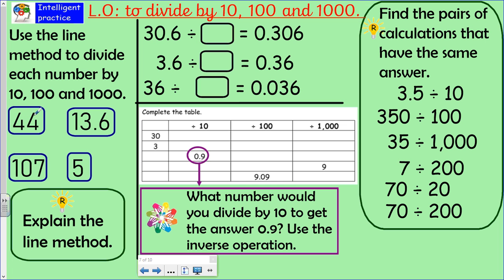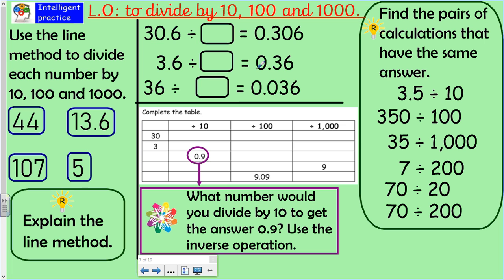So there's 3 questions with this number 44. Can you divide it by 10, then 100, then 1,000? Same for this one, same for that one, same for that one. And then just a little, can you explain the line method? Imagine that you were trying to explain this to someone in year 5. What would you say to them to get them to understand?